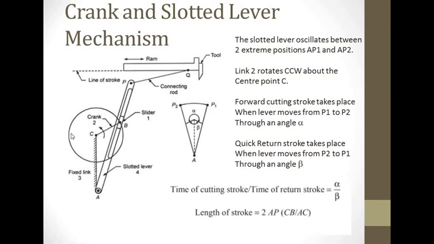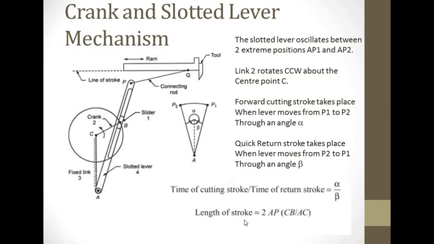Whenever it is returning, it will be faster because the angle is less, so beta is less than alpha. Time of cutting stroke divided by time of return stroke is given as alpha by beta. So time is proportional to these particular angles. Using this we can calculate.